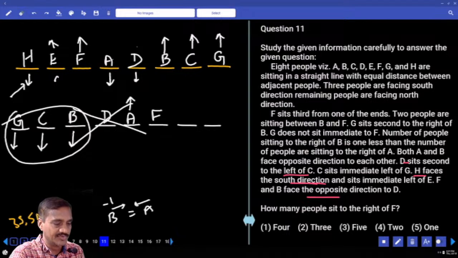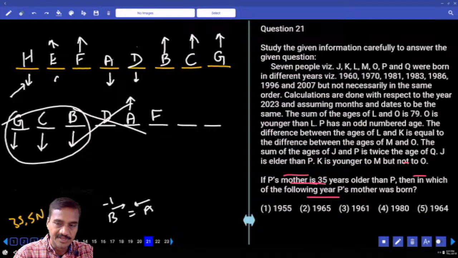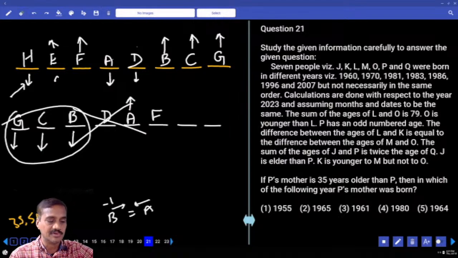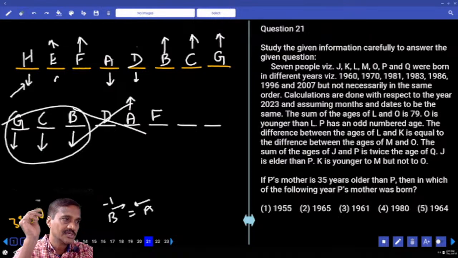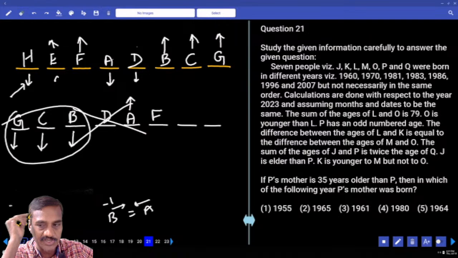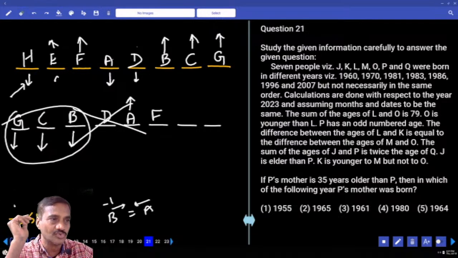Now this is about 11 to 15. Now we are left with question numbers 21 to 25. And which category does it come under here? Ages. Questions 21 to 25. There are 7 people. Now these 7 people were born in different years, starting with 1960. 1960, 70, 81, and so on.